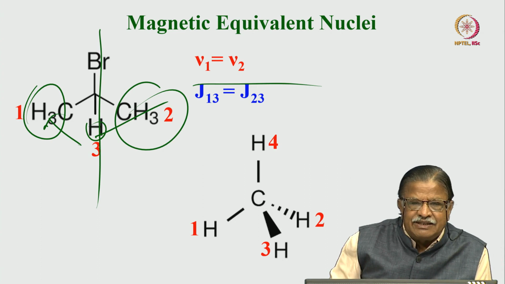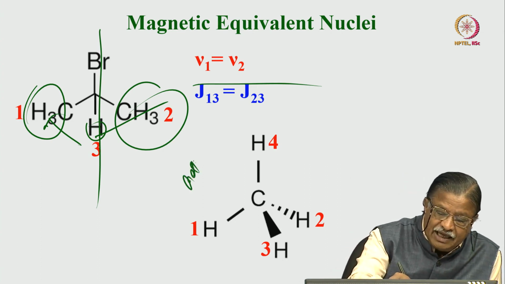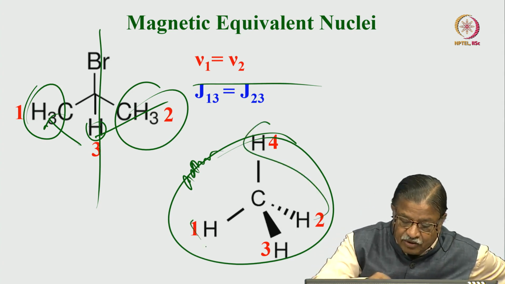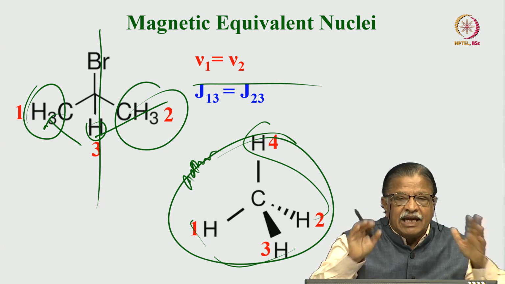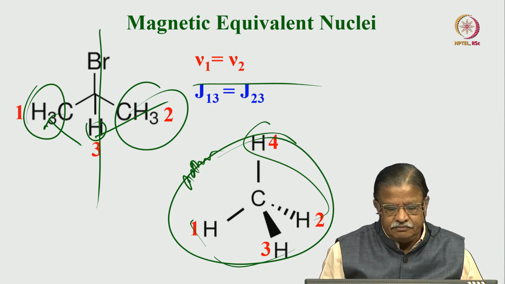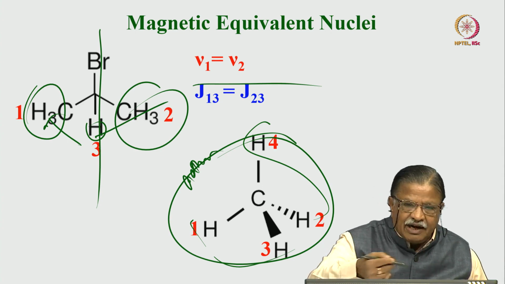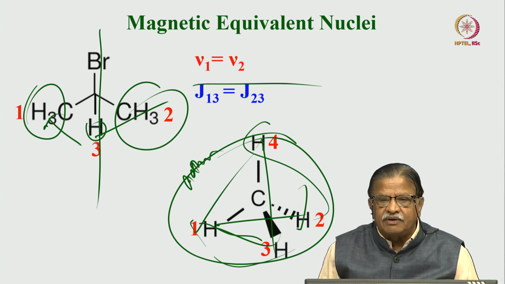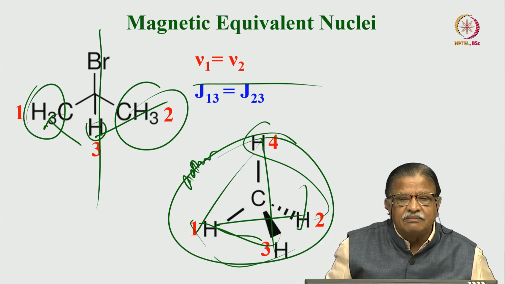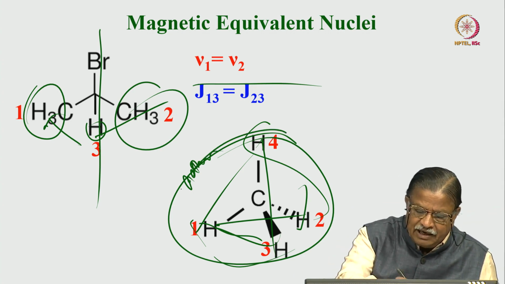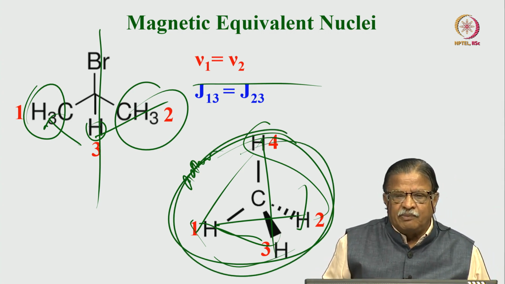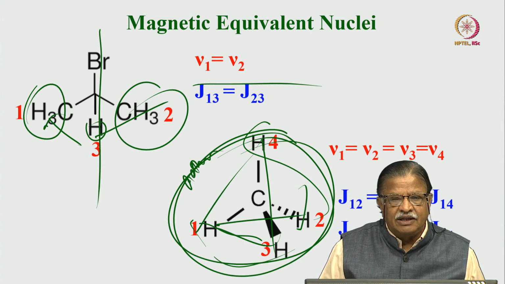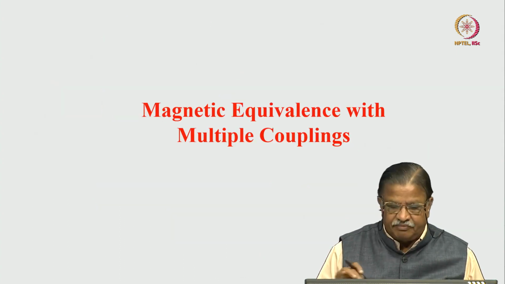Okay. Consider this classic example of methane. This methane has 4 protons. Very interestingly, all the 4 protons 1, 2, 3 and 4 are chemically equivalent, they come at the same chemical shift. There are several couplings: 1,2 coupling, 1,3, 1,4, 2,3, 2,4, 3,4. All couplings are present, but all of them are equal, identical coupling. So, methane is a classic example where all the 4 protons are magnetically equivalent. All the 6 couplings are the same, all the 4 chemical shifts are the same.